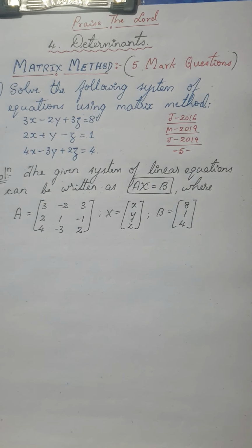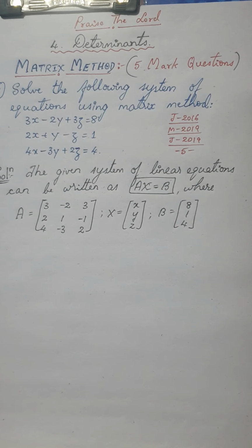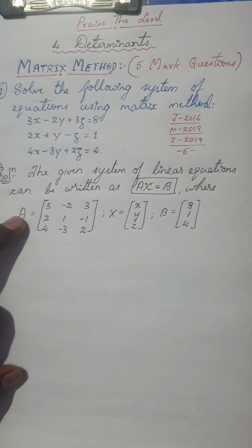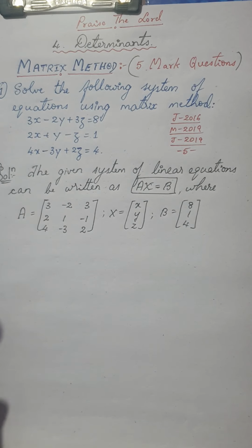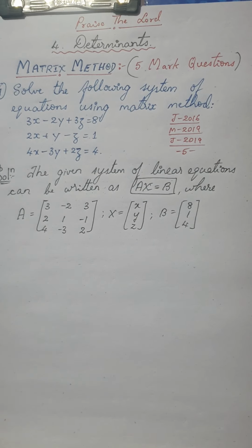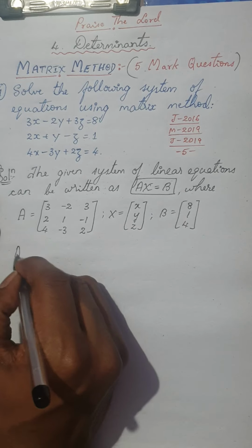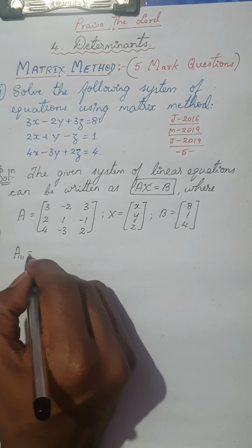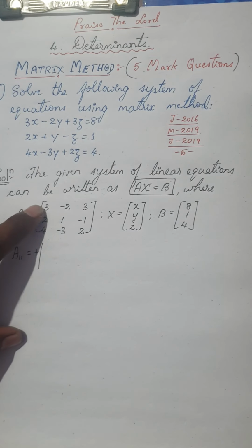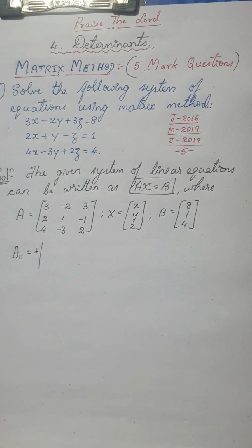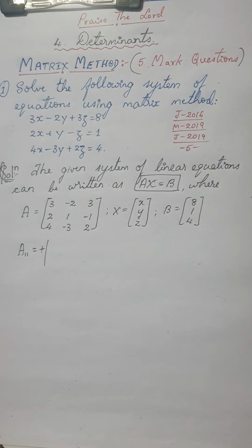Now the first work I have to do is to find the adjoint of this matrix. For me to find the adjoint, I have to find the cofactor of each element. Let me start with A11. I hope you know the signs of each element here. I hope you know the procedure.